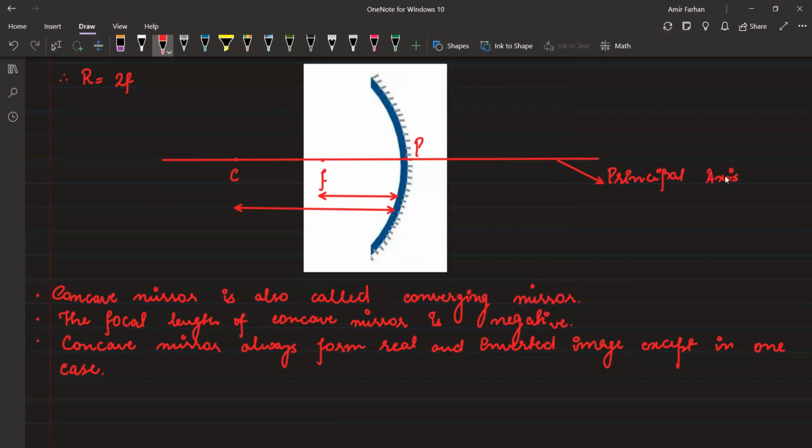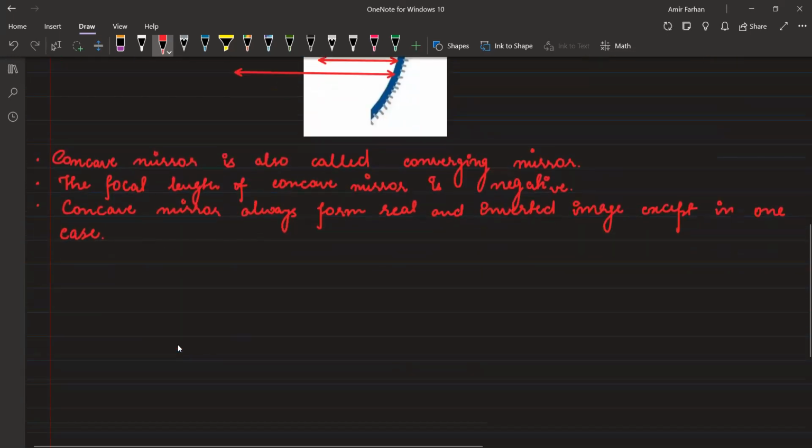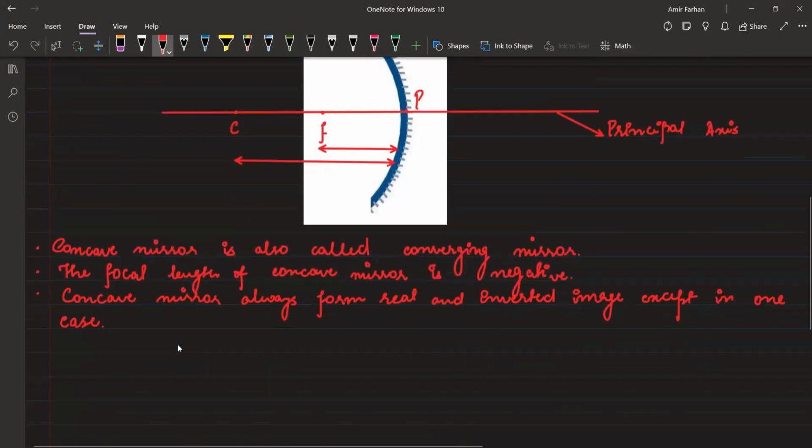Principal axis. Clear? And the center point of a spherical mirror is called the pole. Clear? Okay, so I think the concave mirror is done.